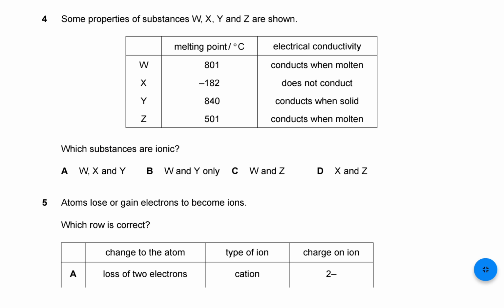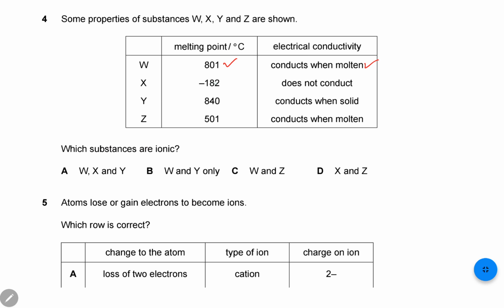So which one here is the correct option? Okay, let's start with A. W, X, Y, Z. Let's first analyze what A has. A has W, conducts in molten. Yes, the temperature is favorable. Okay, nice.